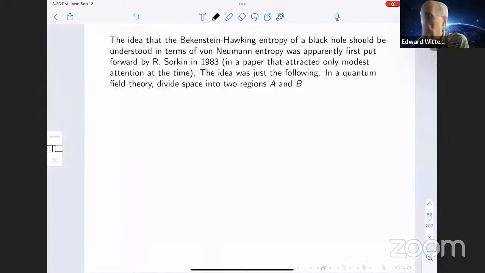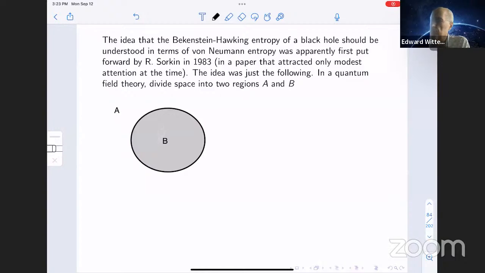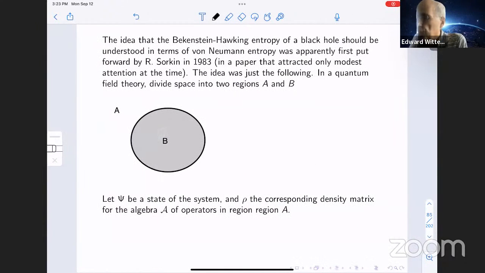The idea was just the following. In a quantum field theory, divide space into two regions, A and B. In our application, as I said, A will be the region outside the horizon, B is the interior of the black hole. Psi is supposed to be a state of the whole universe.